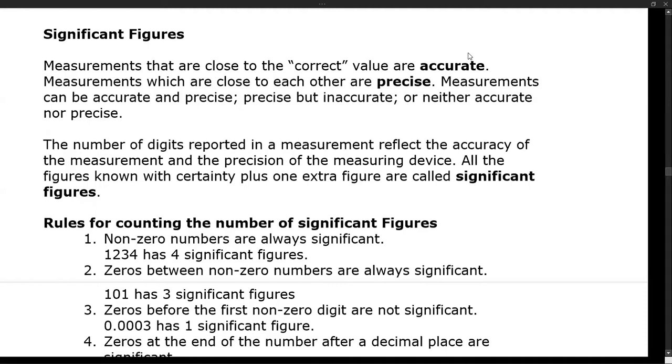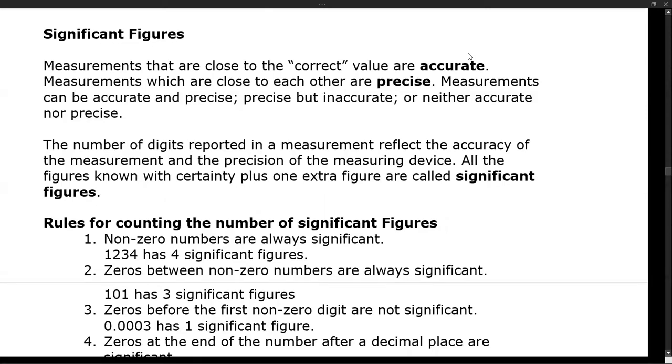And so if you run more than one trial of an experiment, if all your trials are clustered together, we say they're precise. That usually translates into more decimal places because any error would be in a smaller decimal place. If your answers are all willy-nilly and none of them are close together, that's not a precise answer. It's usually a result of sloppy lab technique.